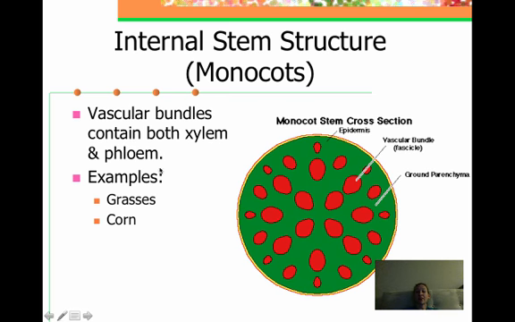Some examples of monocots are grasses and corn. And you will need to remember what a monocot stem is made up of, which would be xylem and phloem in one area together, nothing separating them.